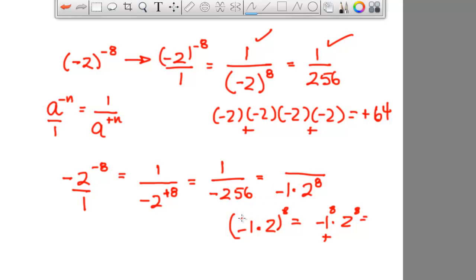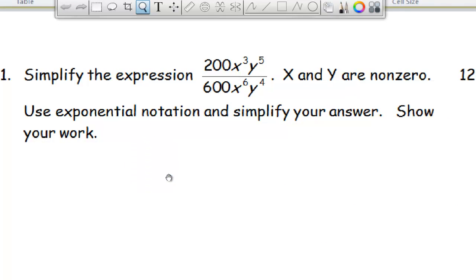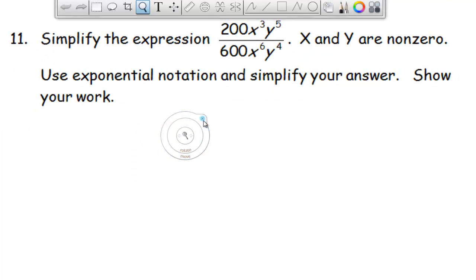Okay, that's your answer to number 10. Okay, the next problem that we need to do is number 11, and then we'll do number 12.